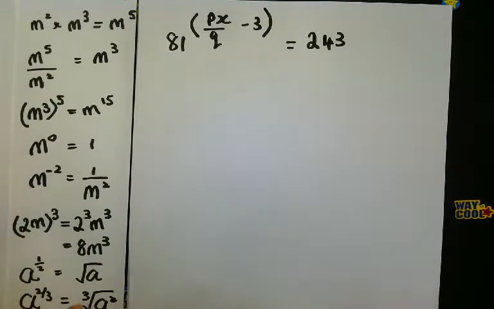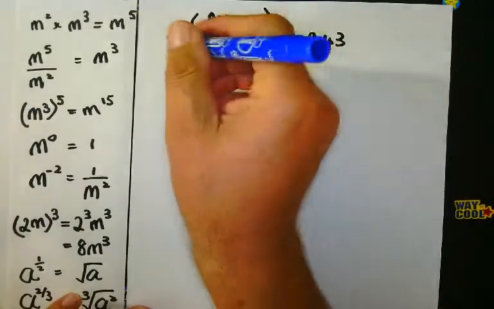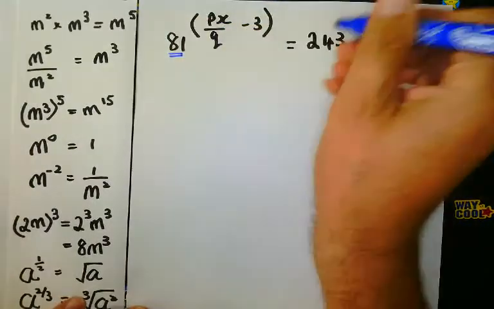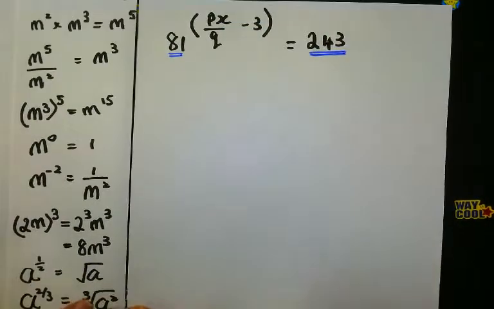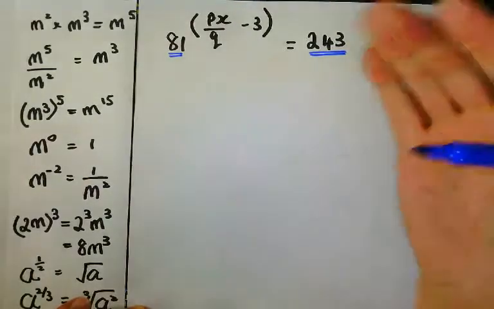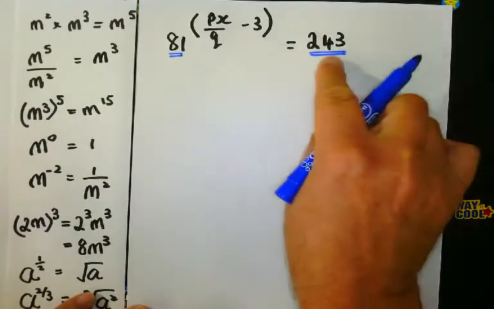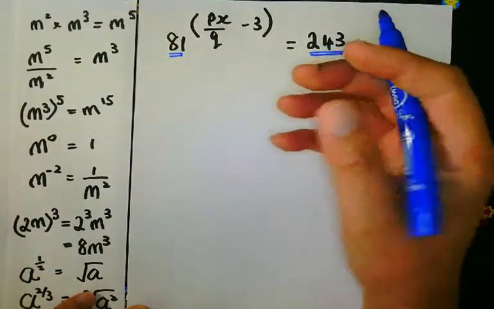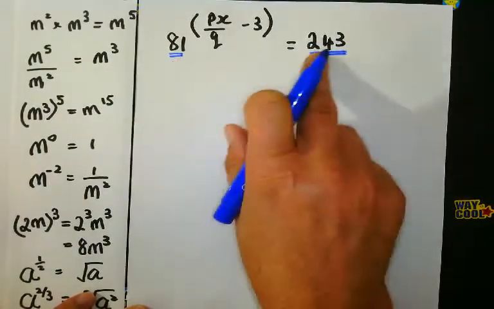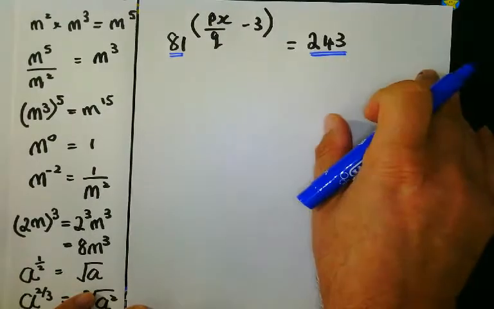So let's look at this one. Now the challenge with this one is first we need to notice that we have number bases. And remembering that with number bases we have to make the number bases the same. Now it's not immediately obvious maybe what the number base is. I mean, if you know your power times table, you will recognize 81 and 243, but you might not.